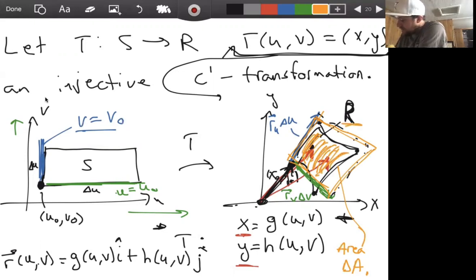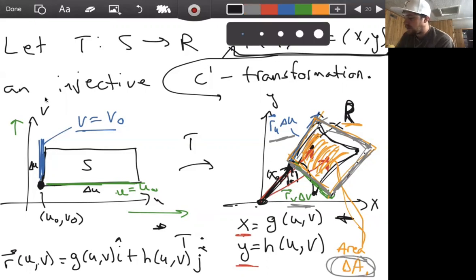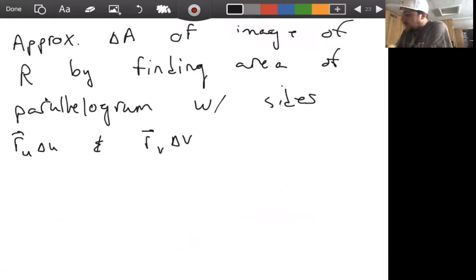We can approximate the area of this tiny region R by finding the area of this parallelogram that we just constructed with sides R sub u delta u and R sub v delta v, right? This parallelogram will have some area to it, and we can approximate the area of this region R, and we'll say that this region is delta A, or the area is delta A of region R, by calculating the area of the parallelogram.